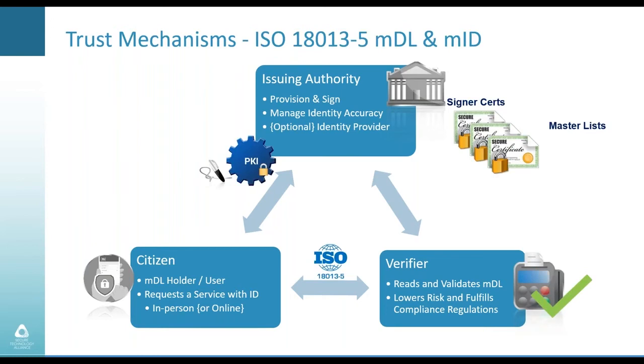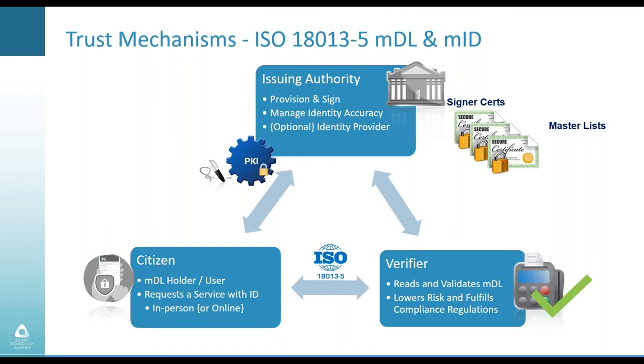So the way the trust mechanisms work within this ecosystem: the issuing authorities, so that's your state DMV, that's an issuing authority, can be a national ID card as well, or another issuing authority. They sign each of the data elements with a private key and in the ISO 18013-5 format, and then provision that set of data elements down to the citizen for the citizen to manage. At the same time, they are going to publish their public key as a signer certificate. So that again is in the 18013 format.